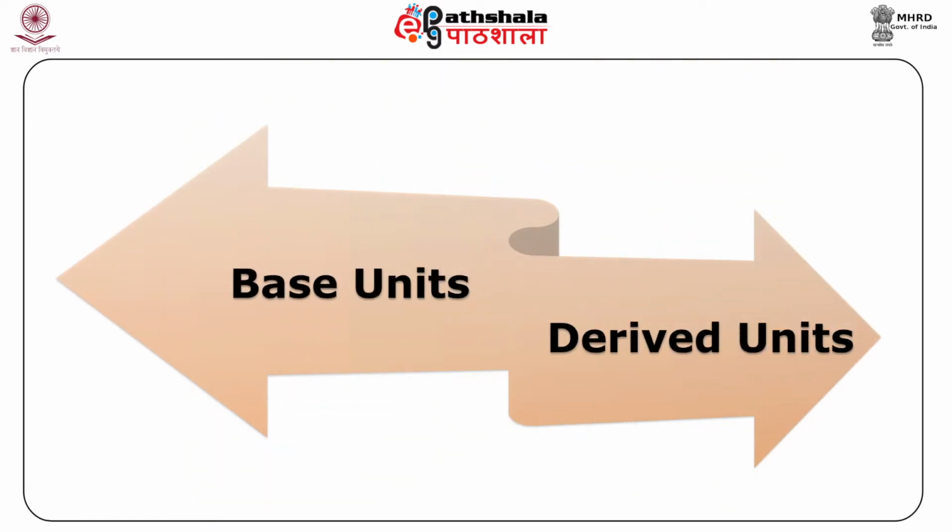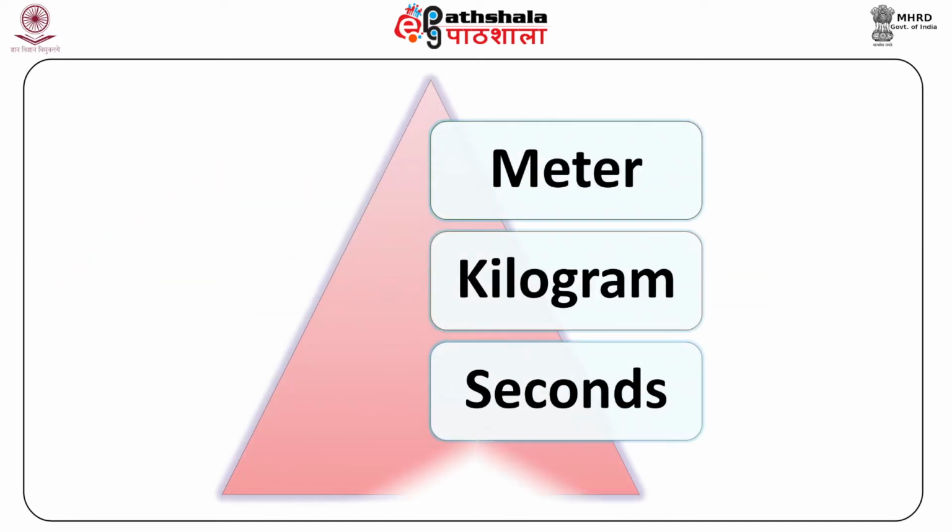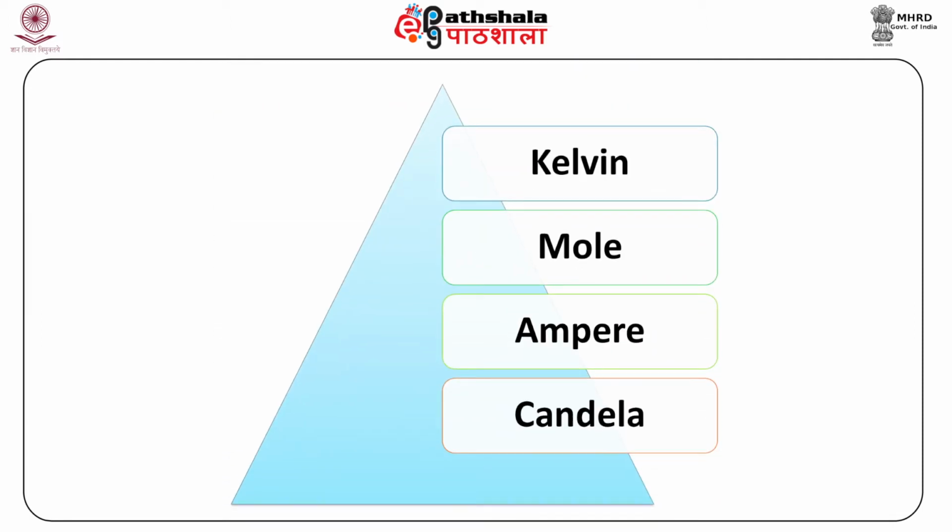Units can be divided into two different types: the base units and derived units. First are the base units. Quantities measured: length, mass, time. Length is measured in terms of meter, mass in kilogram, and time in second. Units related to thermodynamics: temperature, amount of substance, electric current, and luminous intensity, that is Kelvin, mole, ampere, and candela.